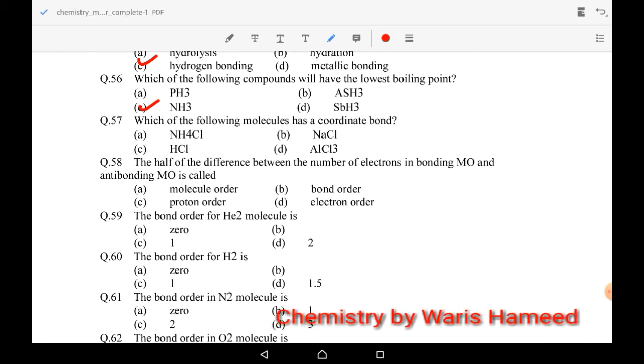Which of the following molecules has a coordinate bond? Ammonium chloride has a coordinate covalent bond. Half of the difference between the number of electrons in bonding molecular orbital and anti-bonding molecular orbital is the bond order.